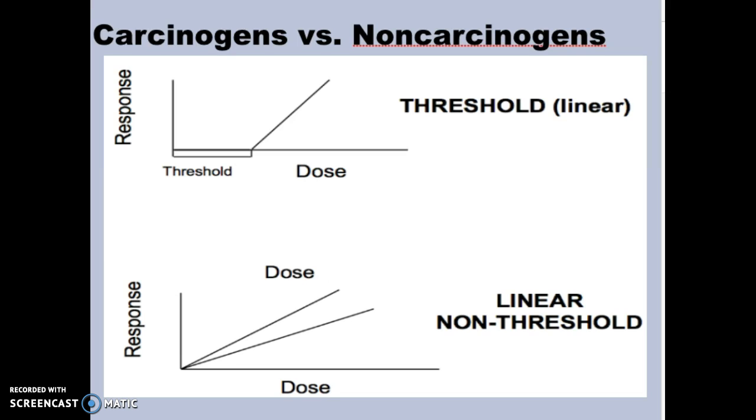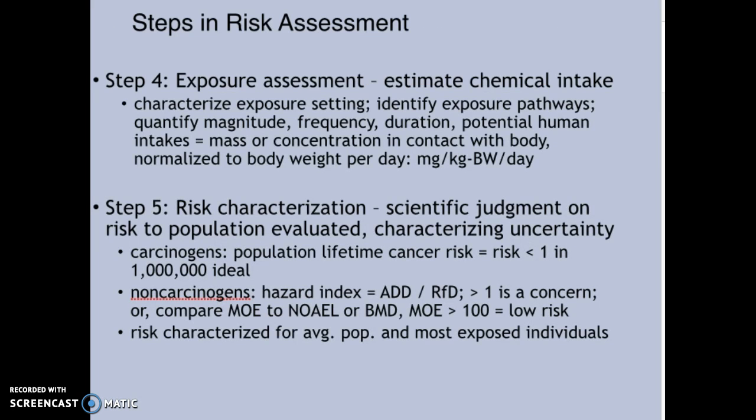And that's because for carcinogens, every single exposure can impact your DNA and can influence the future cancer risk. So step 4 is the exposure assessment. This is where the scientist is trying to understand the chemical intake. So you want to know the exposure setting. Is it someone breathing air in their house? Is it someone who is swimming in a recreational spot in a lake and there's a chemical in the lake?